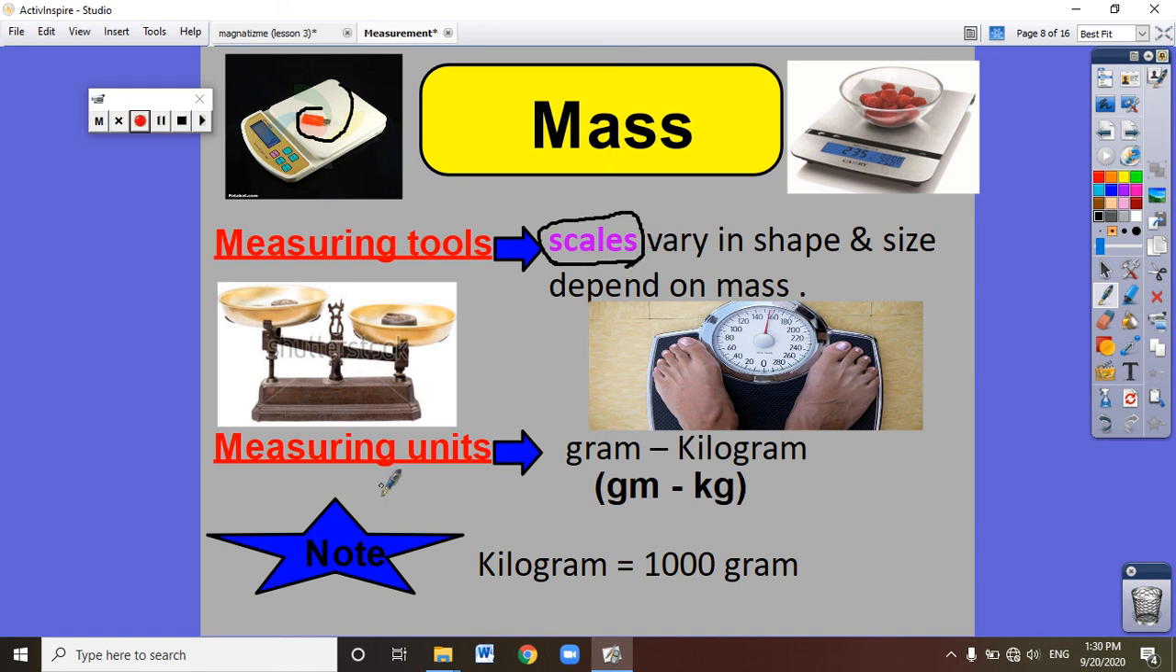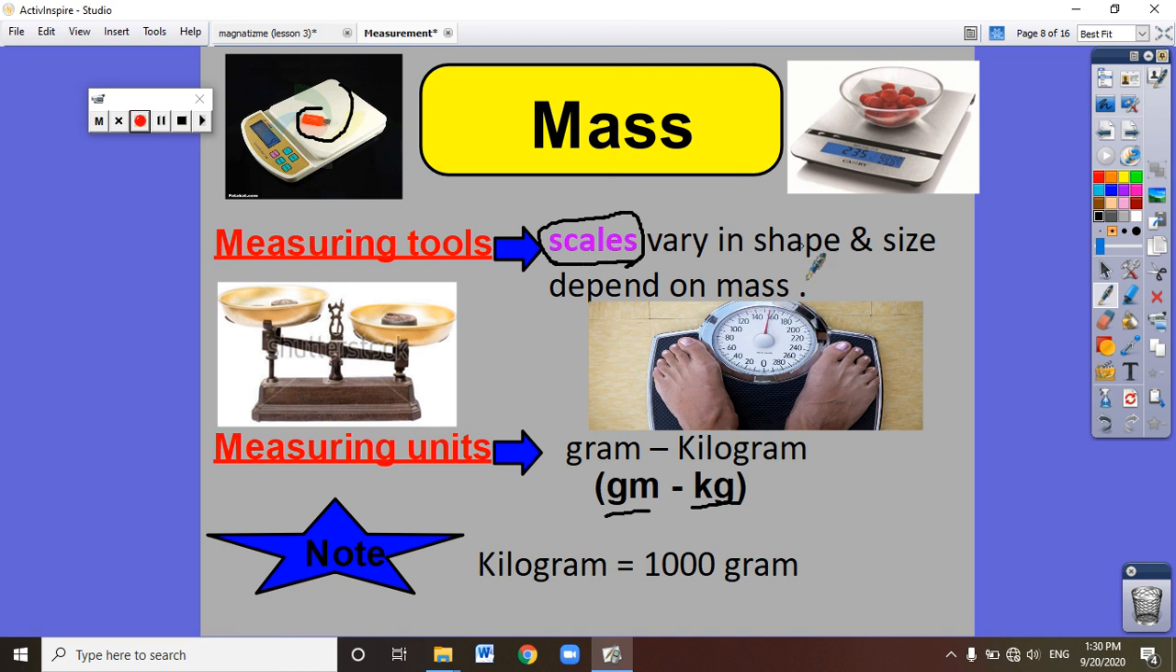Okay, the measuring units of the mass are gram and kilogram. We use the unit gram to measure small masses. We use the unit kilogram to measure big masses. Here, I want to measure the mass of this flashcard. Okay, I will use which unit? Gram or kilogram? Very good, I will use the unit gram.